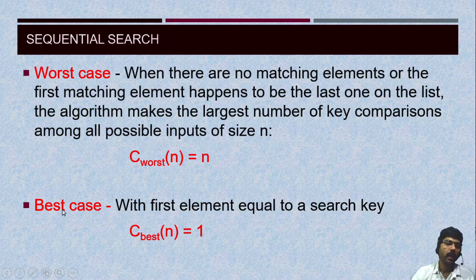Okay, and the best case is when the element is found at the first position. If you are searching for a key and the searching key is available in the first element of the array, that is the best case. It will execute only one time. So C best of n is equal to 1. It's a constant.